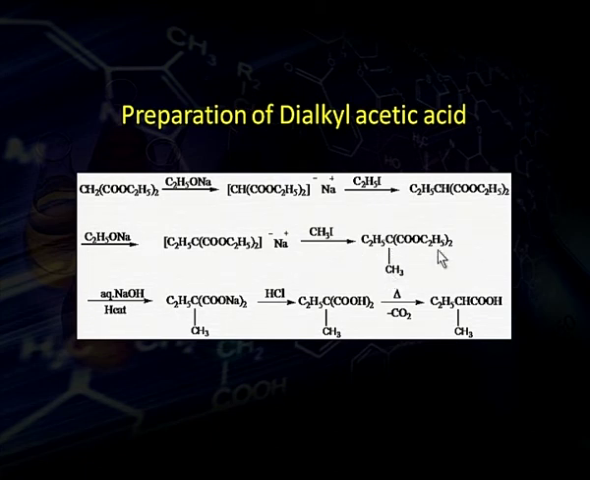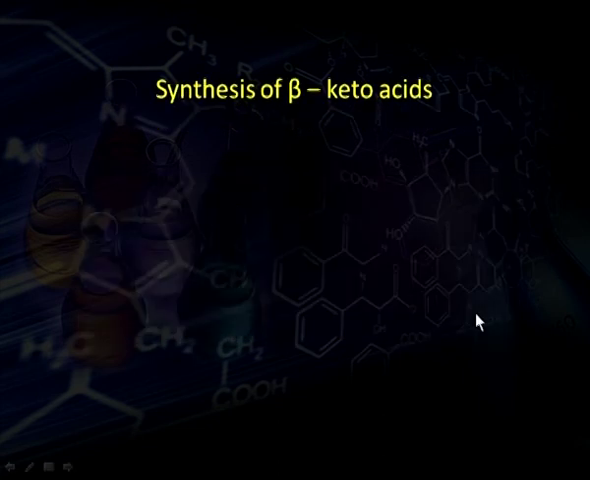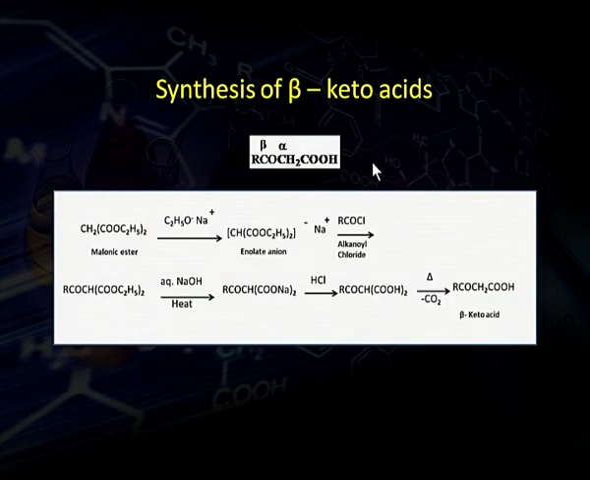This malonic ester, in which two groups have been substituted, undergoes hydrolysis and forms sodium salt of this dicarboxylic acid. Upon acidification it forms dicarboxylic acid, and upon heating it loses carbon dioxide and gets converted into 2-methyl butanoic acid or dialkyl acetic acid. We can also synthesize by this method beta keto acid.